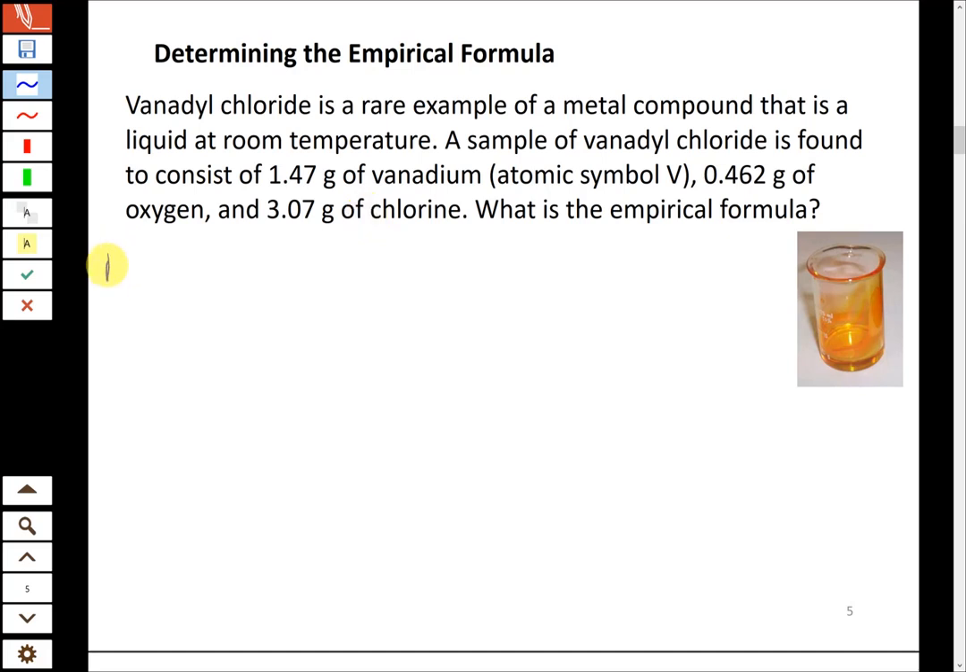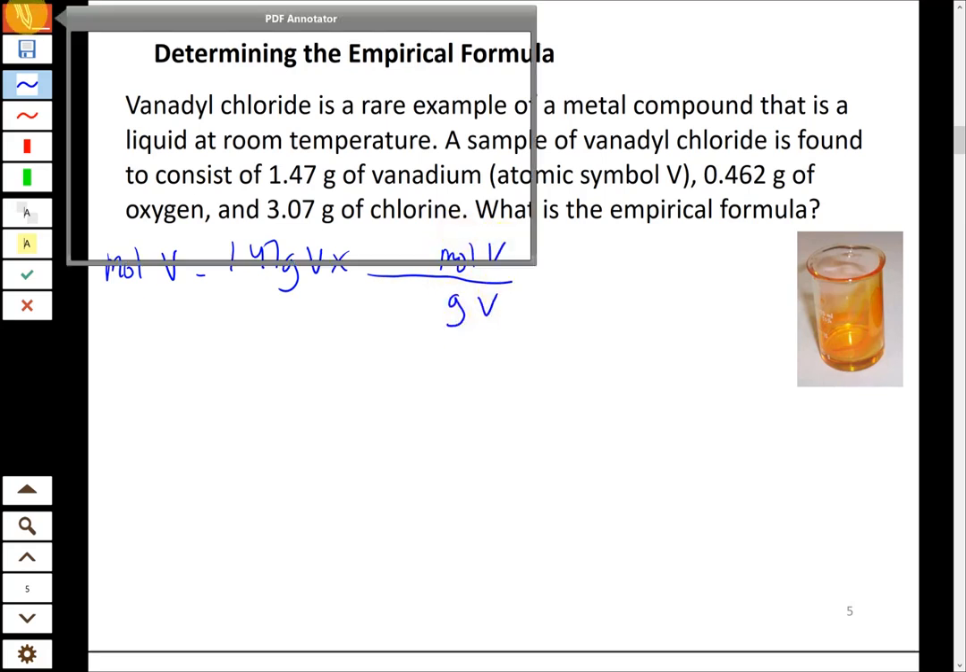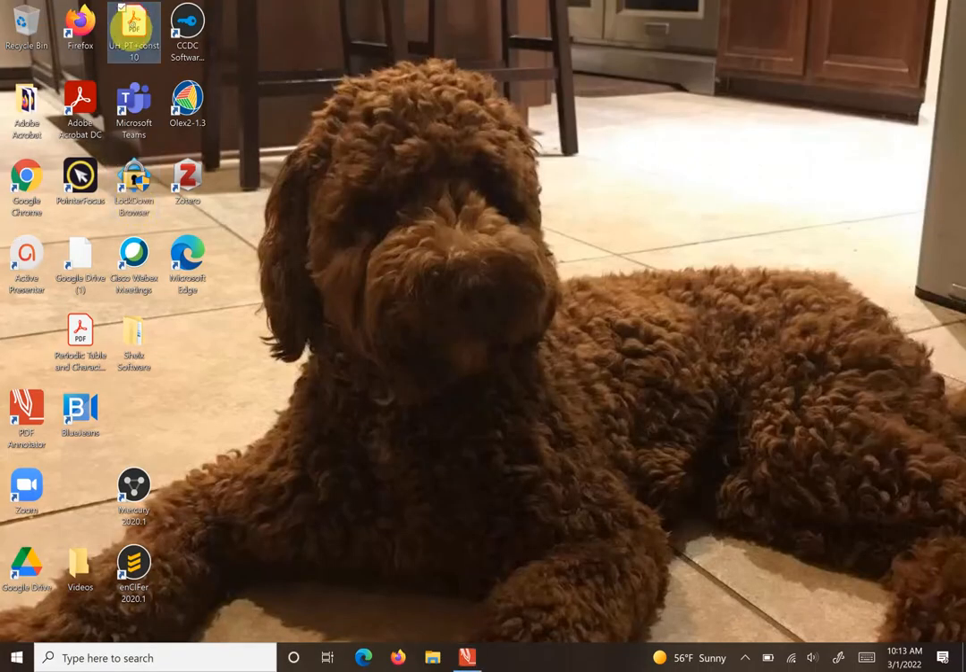For each element, we have to do this. So we have 3 elements in this case. So for vanadium, we're going to find the moles of that, which is atomic symbol V. It's 1.47 grams of that element. That's our given number. Then we're going to use the atomic mass to convert into moles. So we want moles on the top, grams in the bottom, and the relationship between grams and moles, as we said, is the atomic mass.